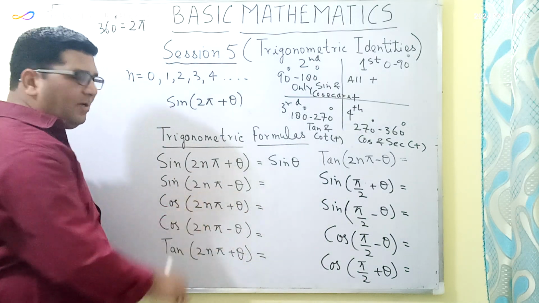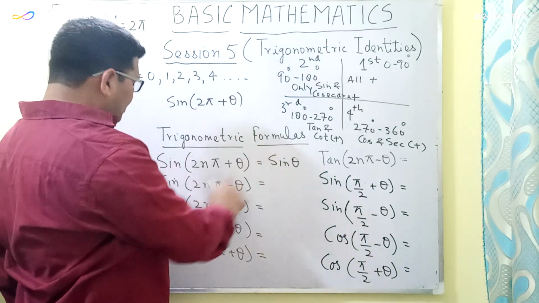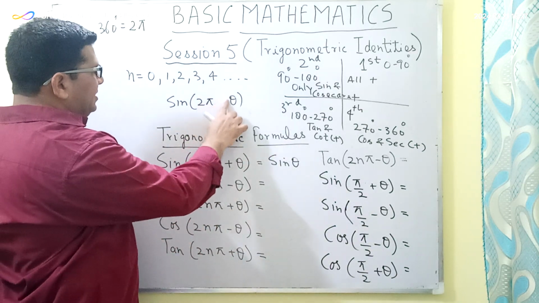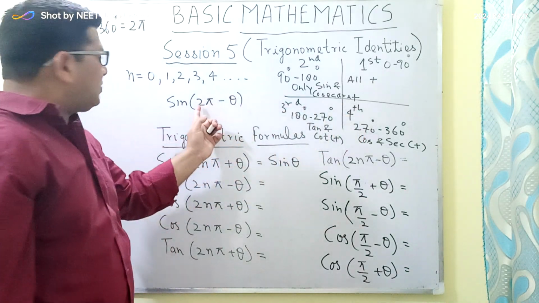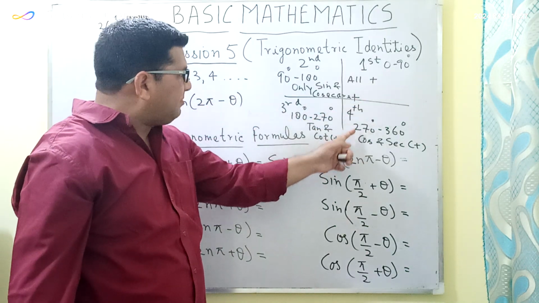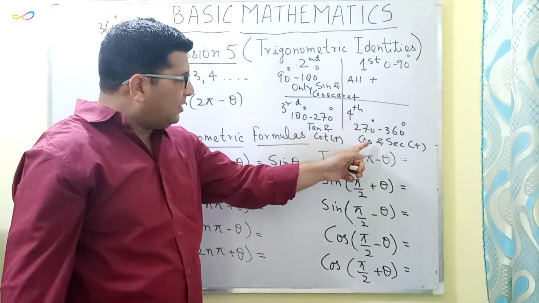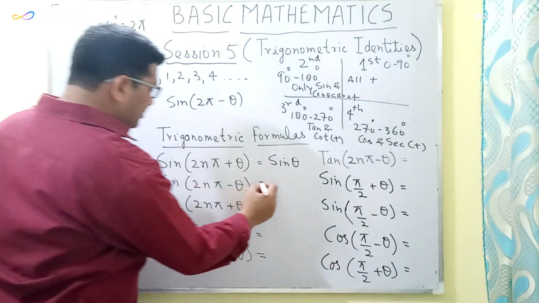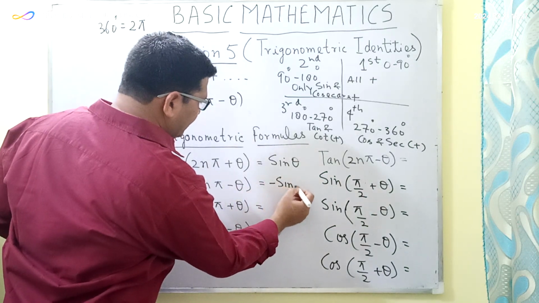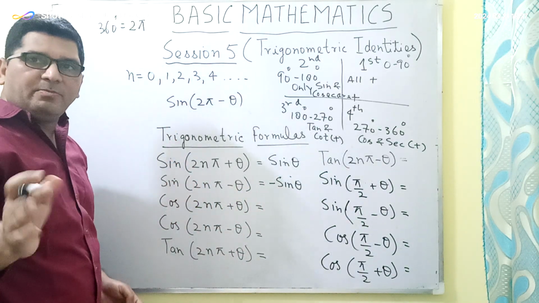Now if I put n equal to 1, this will be 2 pi minus theta. 2 pi is equal to 360, so 360 minus theta means I will be in the fourth quadrant. In the fourth quadrant, sine is negative. So it is minus sine theta.